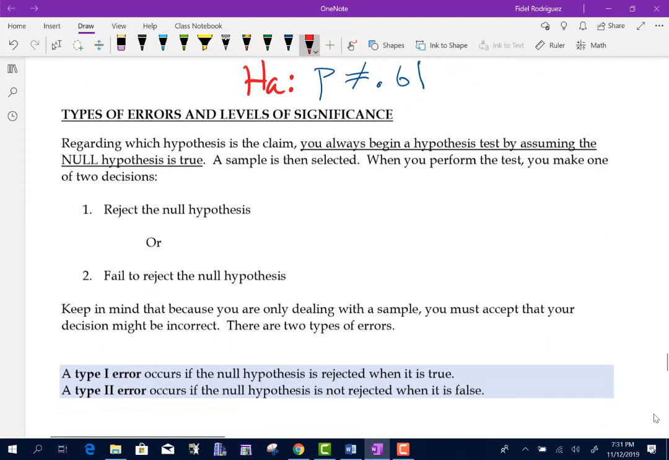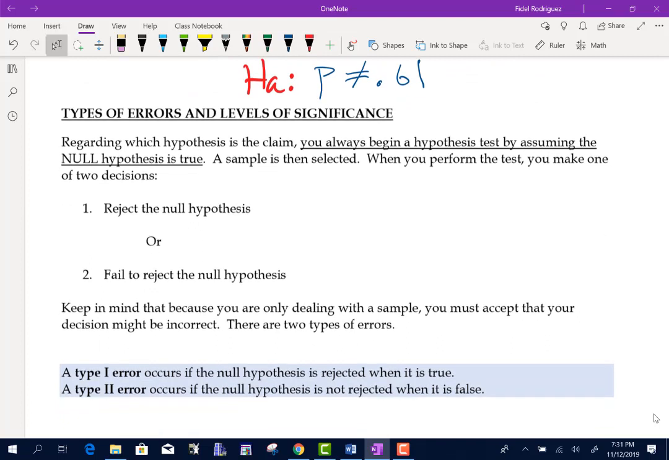So, the next part here, guys, talks about types of errors and levels of significance. It says, regarding which hypothesis is the claim, you always begin a hypothesis test by assuming the null hypothesis is true. A sample is then selected, and when you perform the test, you make one of two decisions. We either reject the null hypothesis, or we fail to reject the null hypothesis, okay?